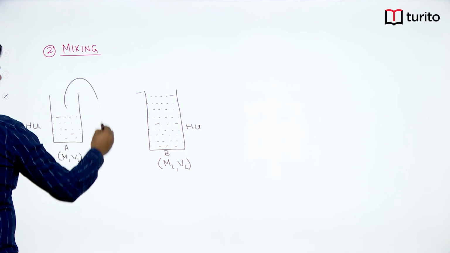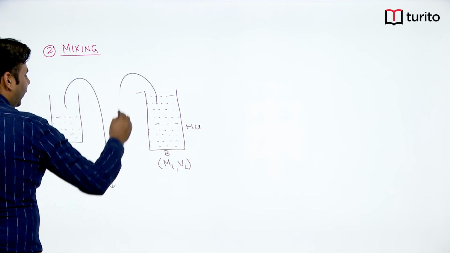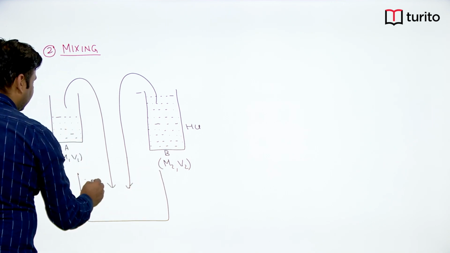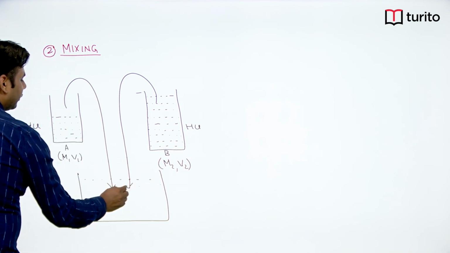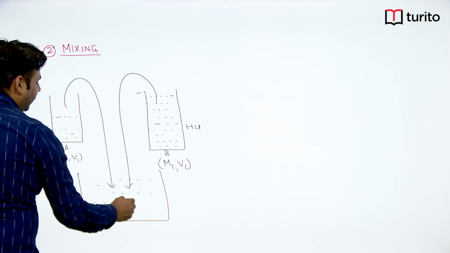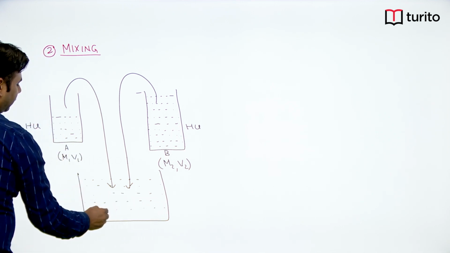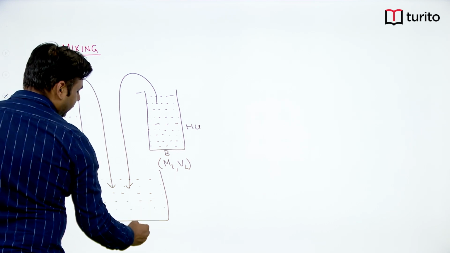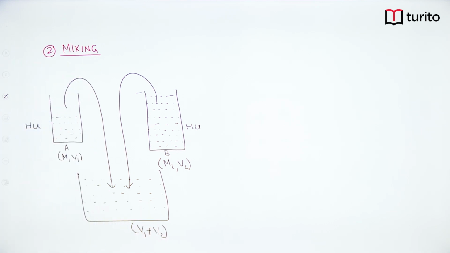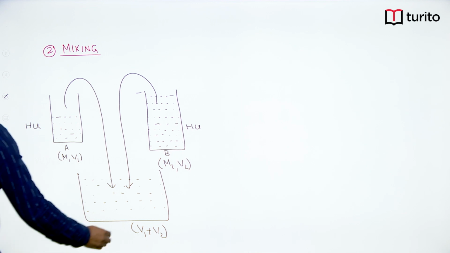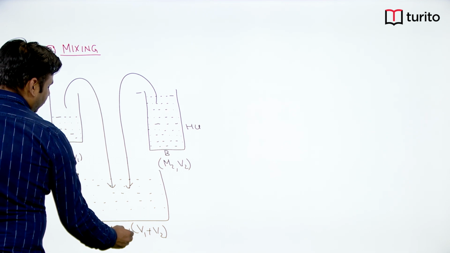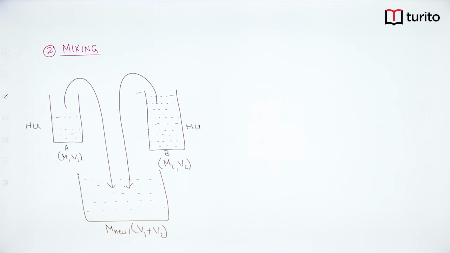Now what we are doing is mixing them in a common container. So we have just mixed these two solutions in a common container. When we mix them, we know that the volume would become V1 plus V2. Because the volume has changed, the molarity of the solution will change. Now let the molarity of the new solution be M new. We want to find the molarity of the new solution.